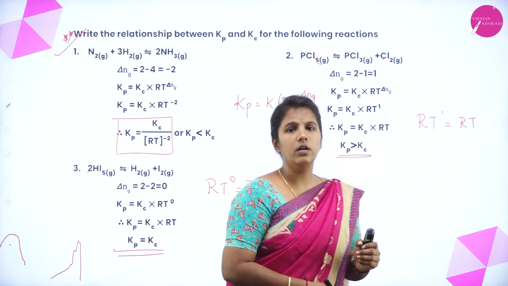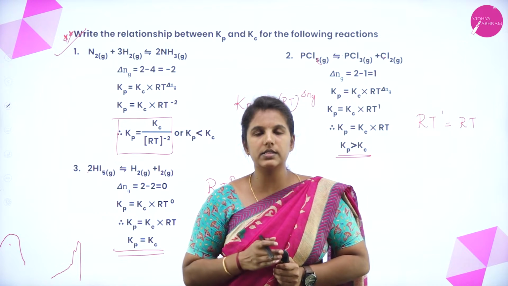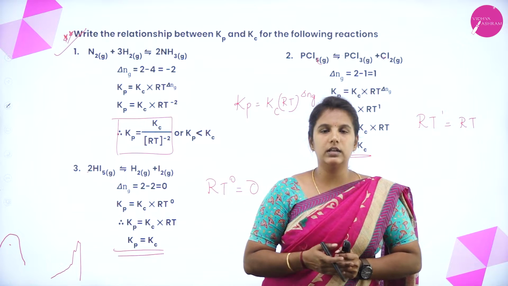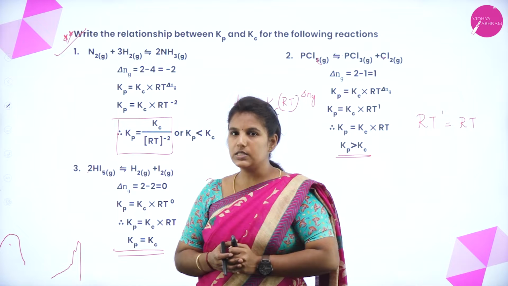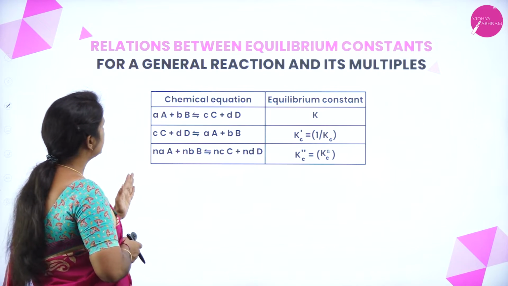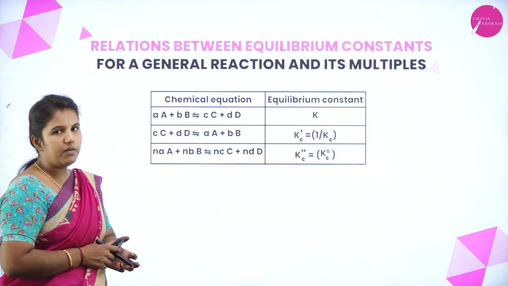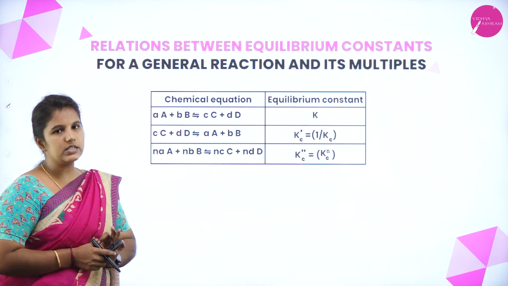This is how we can write the relationship between the equilibrium constants Kp and Kc by understanding the number of gaseous products minus the number of gaseous reactants. Hope you all understood this. We'll see the next one, that is the relationship between the equilibrium constant for a general reaction and its multiples.